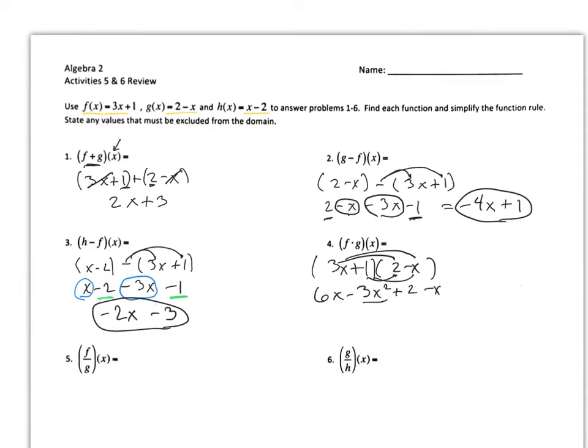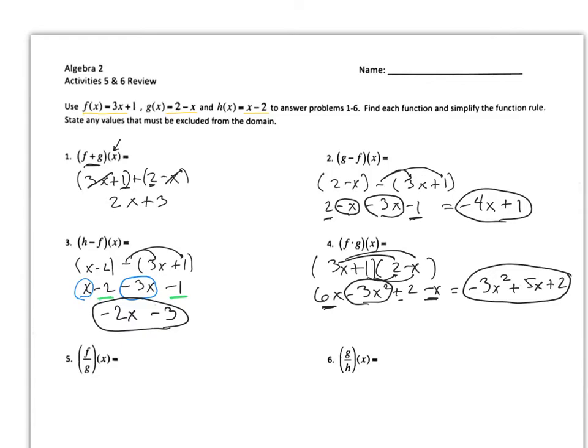Combining like terms, this is the only one that's an x squared, so it is all by itself. Nothing to change there. The x's, we have 6 minus 1, so that's a positive 5x. And then the plain old number, positive 2.